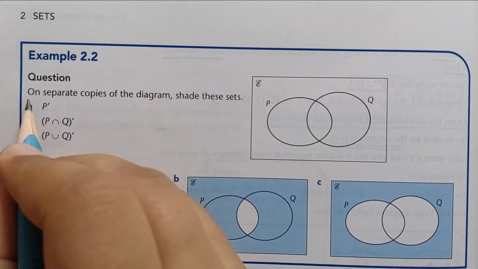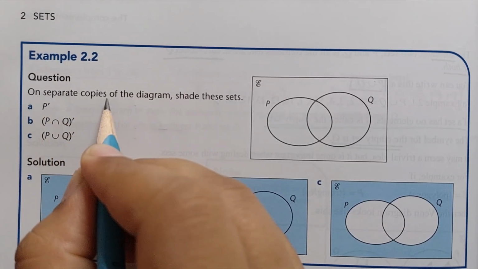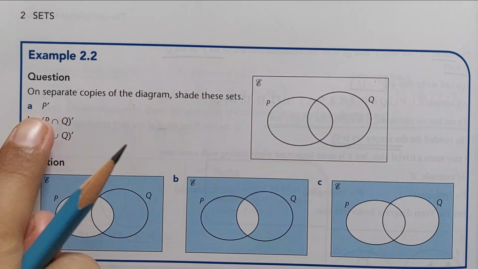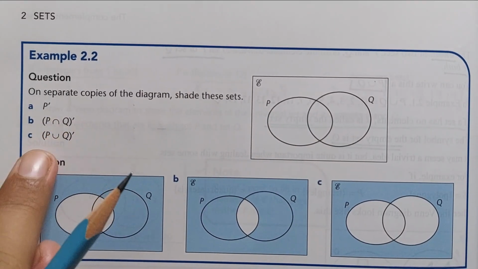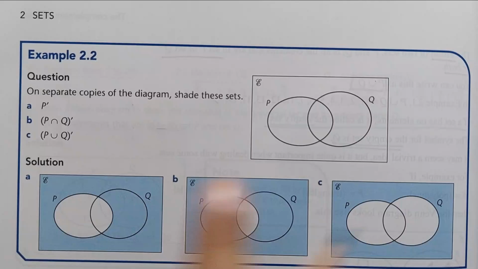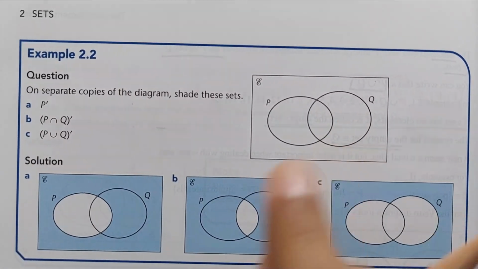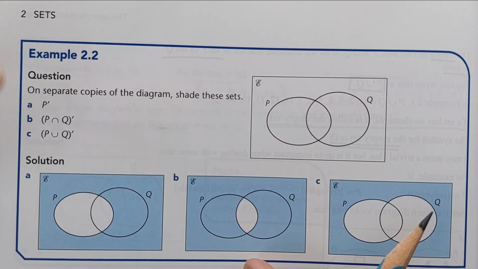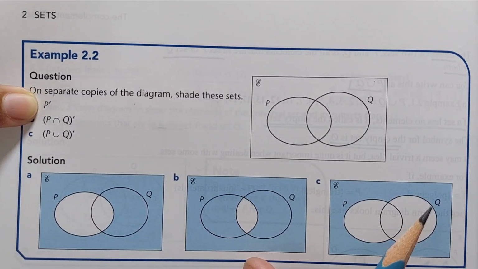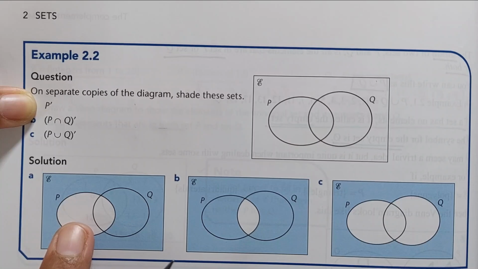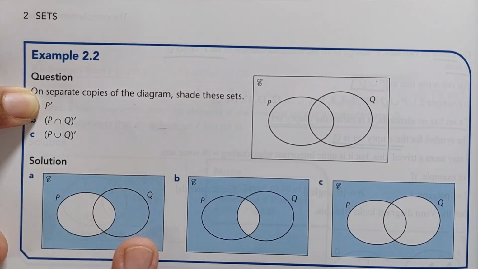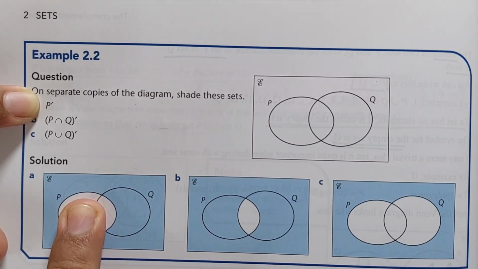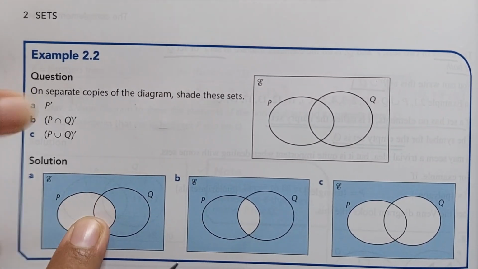Let's do an example. On separate copies of the diagram, shade these sets: P complement, P intersection Q complement, P union Q complement. So this is a Venn diagram. They have given the universal set, the set P and the set Q. So how can we shade P complement? P complement are basically all the elements of the universal set but not in set P. So P is not shaded. I hope this makes sense.